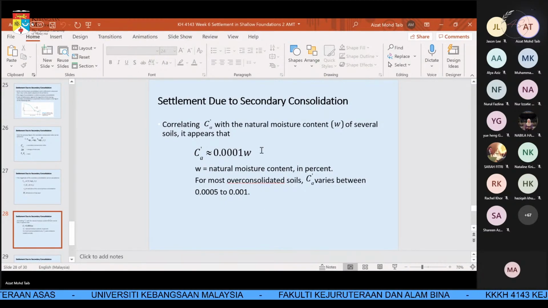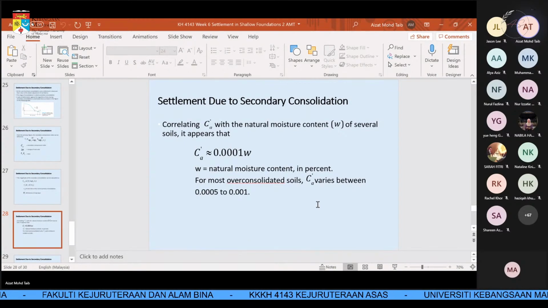Correlating C alpha' with the natural moisture content w of several soils, it appears that C alpha' is 0.0001 w. This is just a correction factor. When it comes to clay and moisture content, all these researchers in geotechnics before have come up with correction factors, to apply when the result is slightly inaccurate due to the involvement of water.